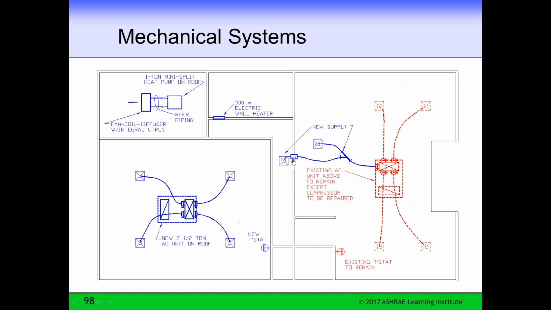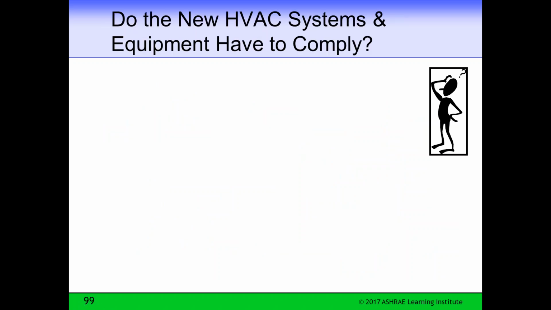Now, the existing building had one unit for the office, this red unit up front, and we're going to have to add a little ductwork to that to serve the office. We're going to add a new 7.5 ton AC unit for the training room, and then we're going to add a 1 ton heat pump for the office. We'll have an electric wall heater in the storage room. So question, do the new HVAC systems equipment have to comply?